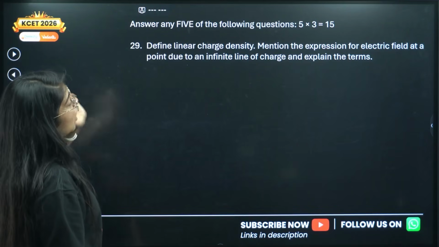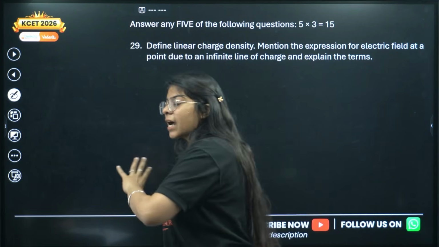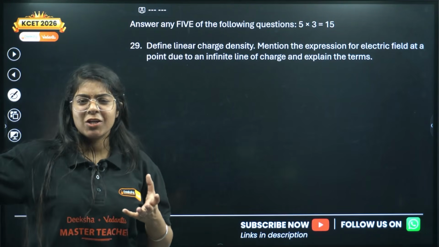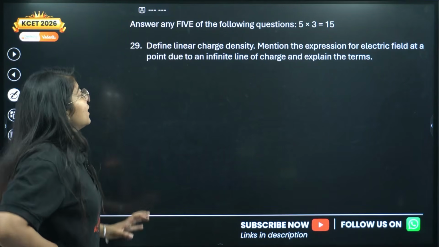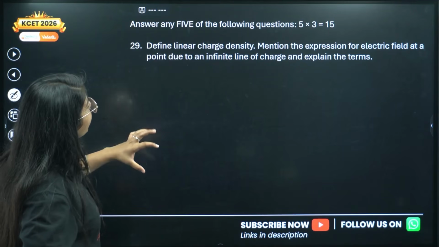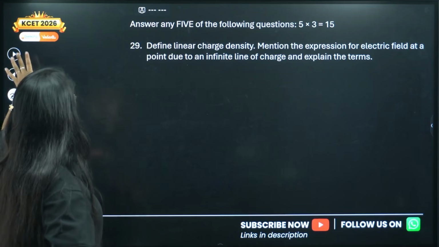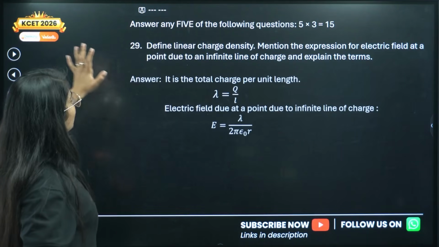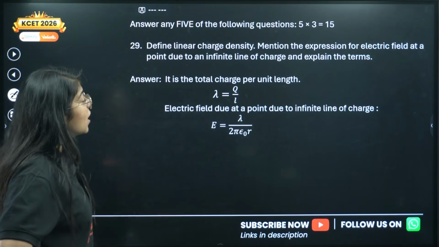29th question. Okay, now we are moving to 3 marker questions, very important questions. These are the questions which can give you a lot of marks, and they don't require much explanation, but they give you numbers, so they're a great part of this paper. Define linear charge density, mention the expression for electric field at a point due to an infinite line of charge, and explain the terms. So basically, linear charge density is just charge per unit length. That is the only thing. It is the total charge per unit length given by lambda, that is Q by L.